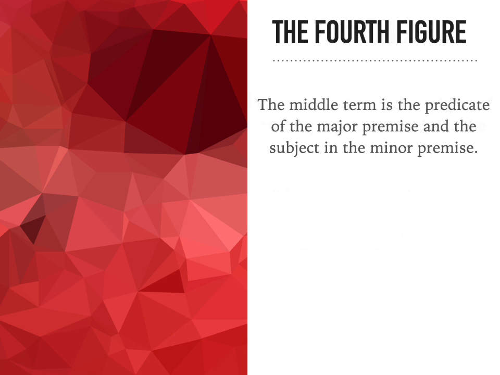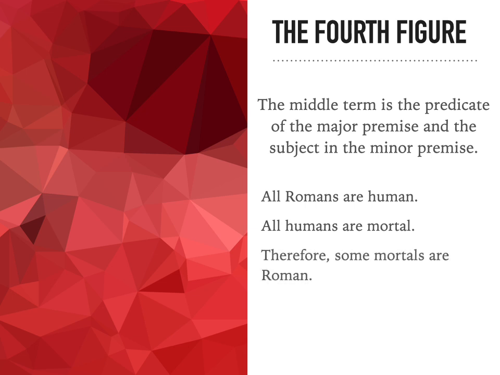And finally, there's a fourth figure. The middle term is in the predicate of the major premise, the subject of the minor premise. All Romans are human. All humans are mortal. Therefore, some mortals are Roman.